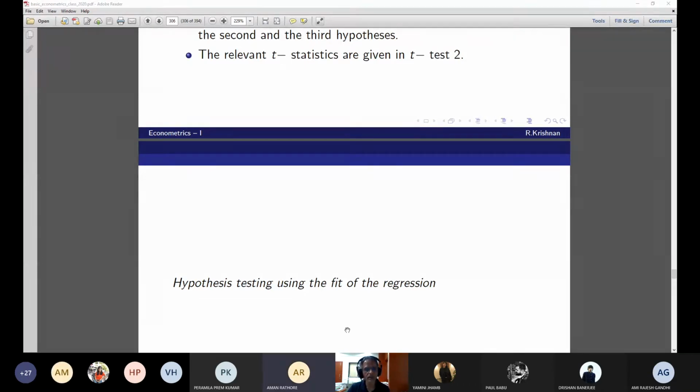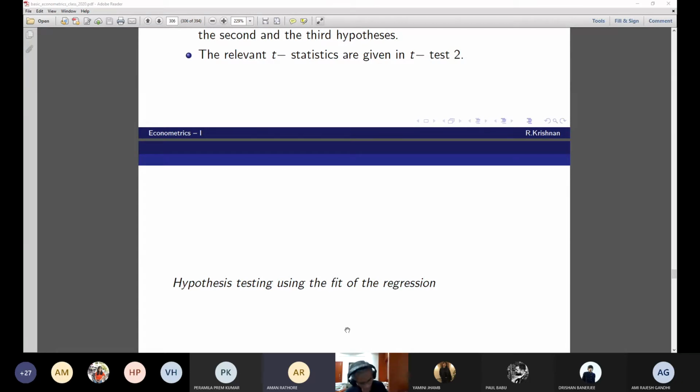Sir, Aman Rathore. Yeah, tell me. Sir, we are calculating the t-stat and we are rejecting the two hypotheses. Then, sir, why do we even need to go to the f-stat? Sir, we are getting a result from the t-stat only. So, sir, the f-test is only confusing us.